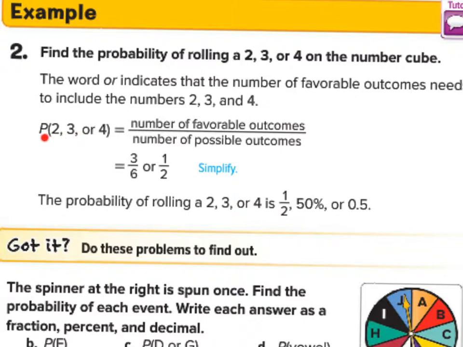So here's the probability for 2, 3, or 4, the number of favorable outcomes. So how many times could we get that number? Well, 3 times, right? Because there's 3 of them. Out of the total number of possible outcomes, well, there's only 6 numbers on the die, so 3 over 6, and that would be half, right? When you simplify, because 3 is half of 6, 1 over 2. So the probability of rolling a 2, 3, or 4 is half, 50%, or 0.5 as a decimal.